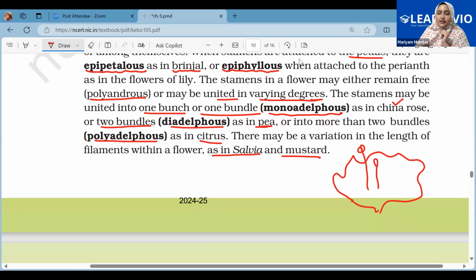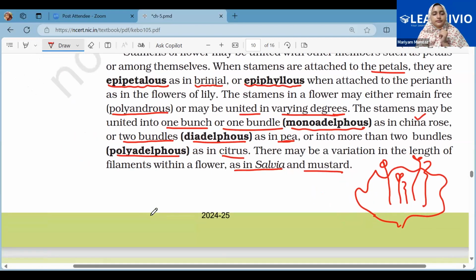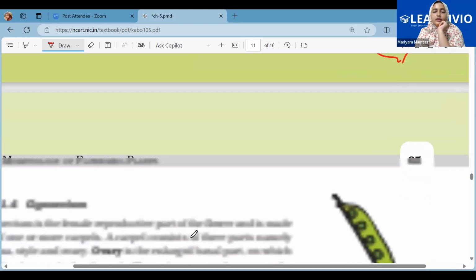So another one can be smaller like this, then another one can be longer like this. So the length of the filament, meaning the part where the anther is attached, can vary in one flower. That is in the case of salvia and mustard. It's a unique property. It's not found in all flowers and it's not a trend, but this can also be found. Clear? Any doubts? No, ma'am. All right.